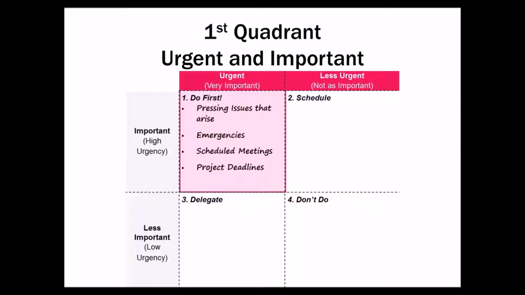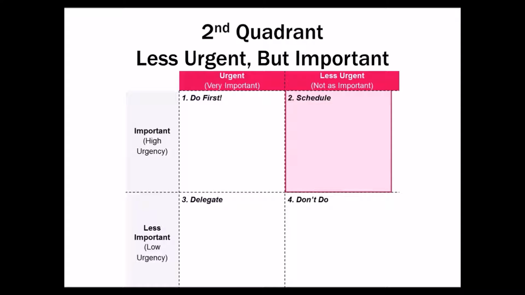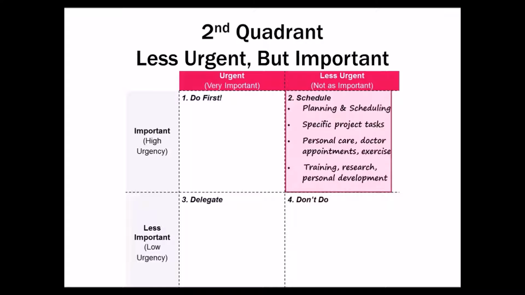So then the next quadrant, the schedule quadrant, these are for items that are less urgent but still important. If you don't need to do it right away, but you'll have a deadline coming up or a hard date to meet, you need to schedule these tasks so you get reminders for when you have time to do them later on. This includes things like planning and scheduling, specific project tasks, personal care, doctor appointments, exercise, any training, research, or personal development that you want to do.